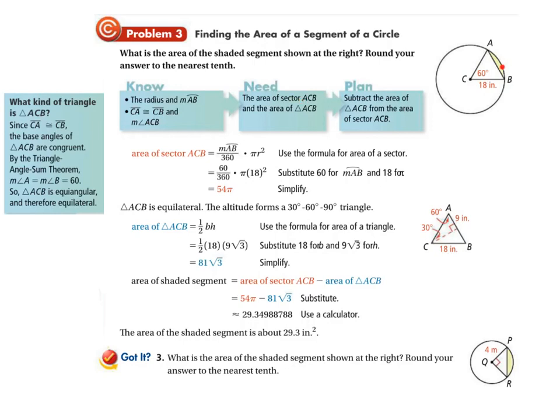Well, we need to find the whole area of the sector, and then we need to subtract away from it the area of the triangle ACB. So that's the plan. Subtract the area of triangle ABC from that whole area of the sector. Should be understandable of what we're doing there.